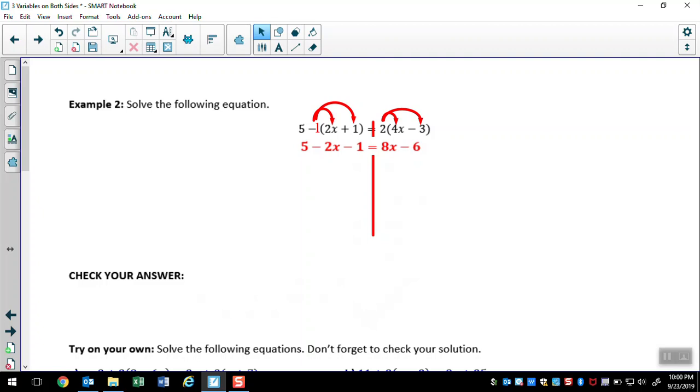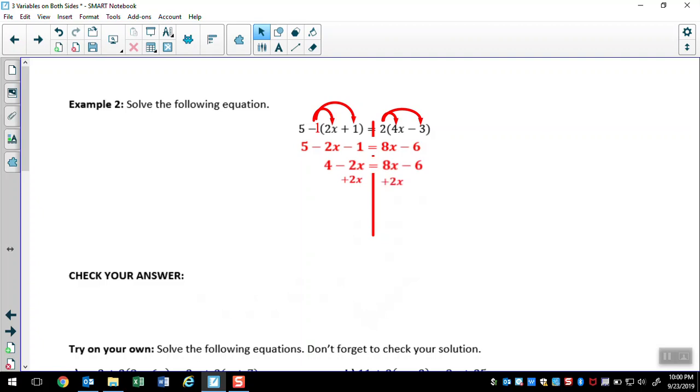All right, now I'm going to look for like terms. So on the left side, I've got 5 and I've got -1. So I can combine those together to give me 4. I didn't have any like terms on this side. All right, now I can work on getting my variables together. So I'm going to get my x's over to this side.